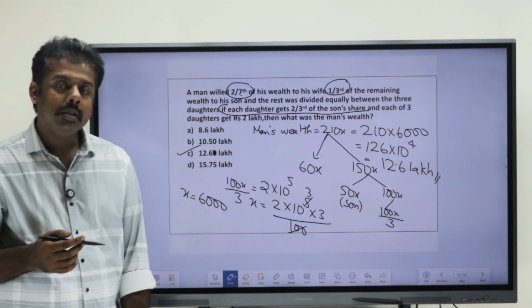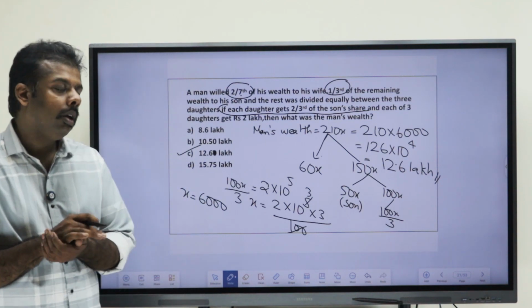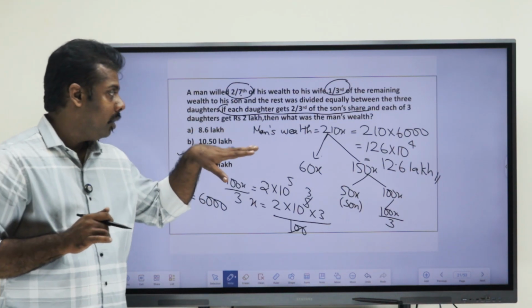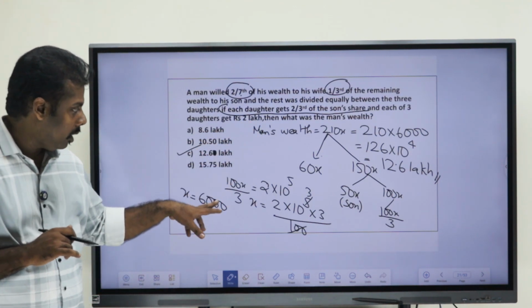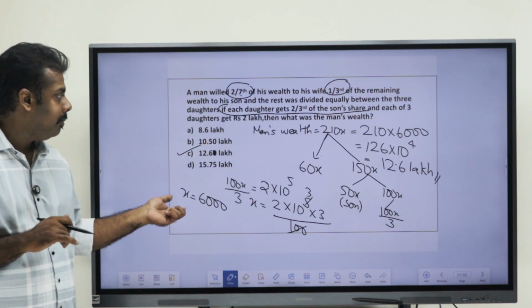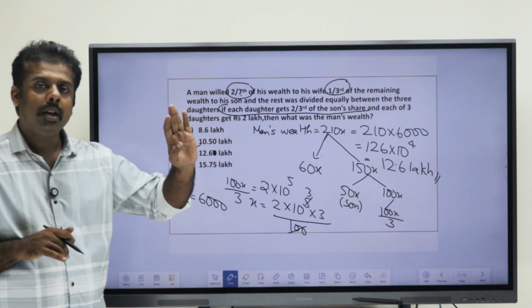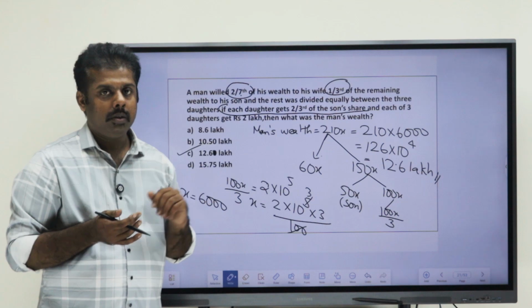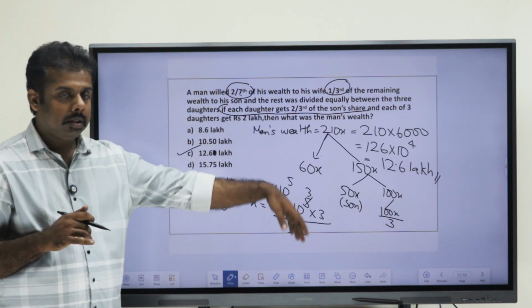So the answer here is 12.6 lakhs. The main point was, what is the question being asked? They had just asked man's wealth. So from that daughter's condition, we got the value of x there. Now from there you can directly connect the final answer without using this condition that was given, relating to daughter and son's share.